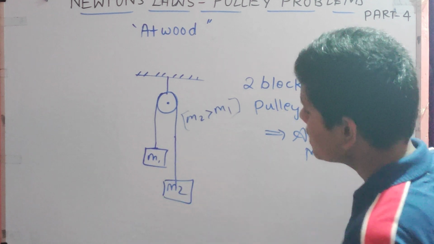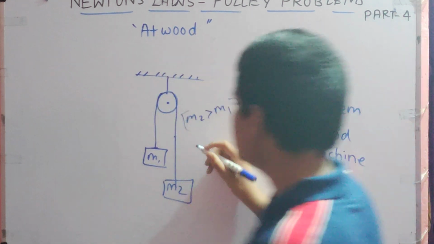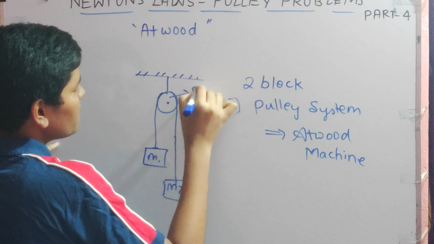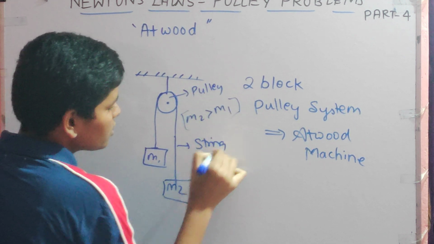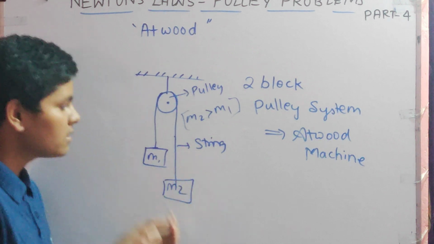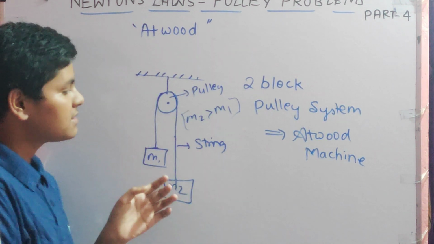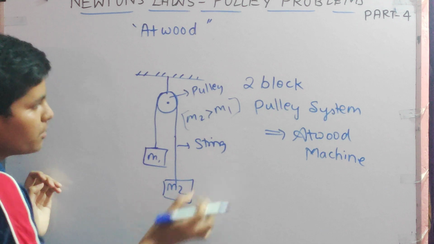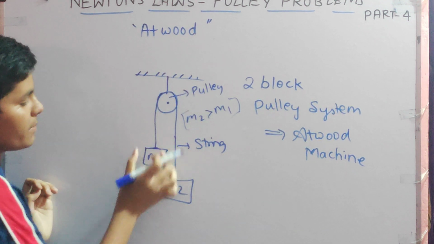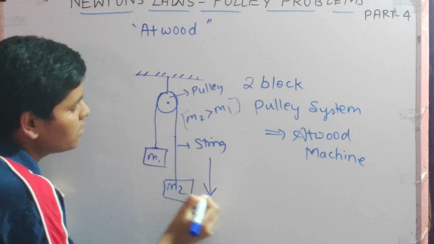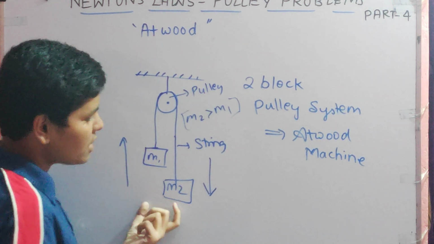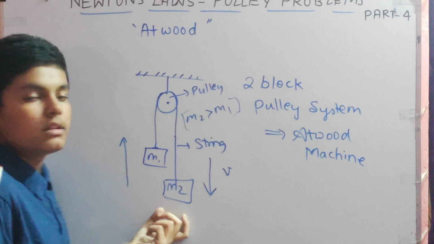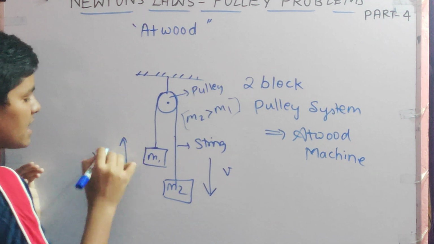As this comes down, the string. So this is the pulley and this is the string. As this M2 block comes down, the string gets pulled, and as the string gets pulled from this side, it gets pulled over the top of the pulley. So if this M2 moves down, this M1 moves up. For example, this M2 moves down with a velocity v. The M1 block moves up with the same velocity v.